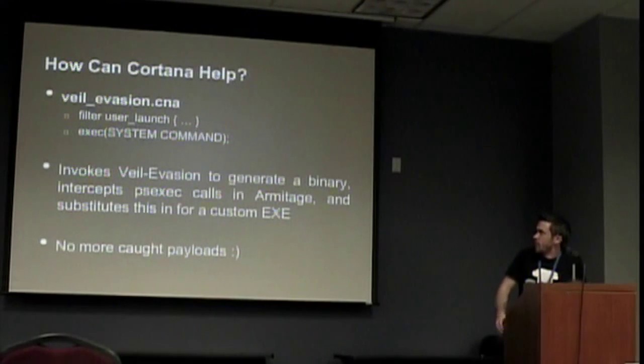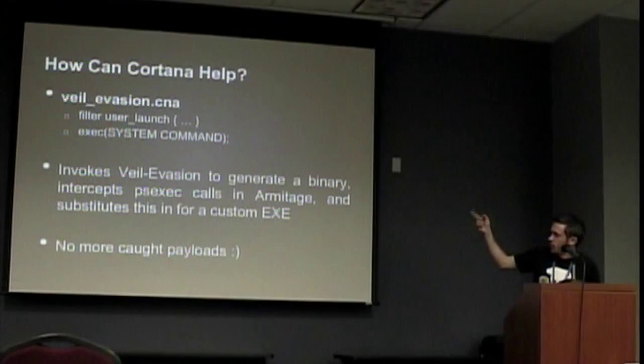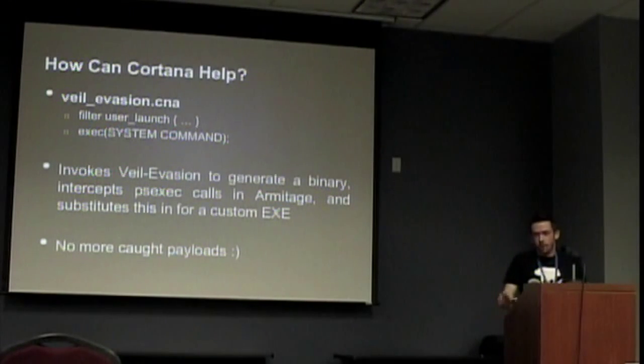With Cortana, this filter user launch command lets you hook every single time somebody calls PSExec. Every time that's called, we can substitute in our custom path or custom executable. You can interact fully with the back end system, so you can execute any system command you want. This is how we're interacting with the Veil-Evasion Python script: we're calling it manually on the command line. It's kind of a hack.